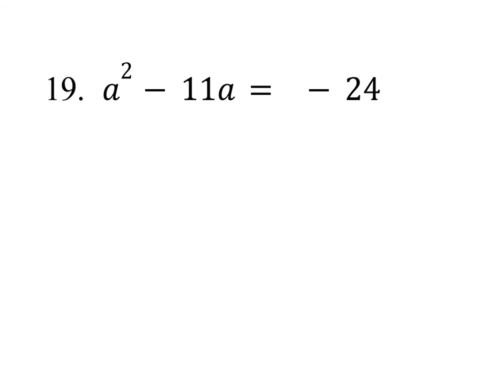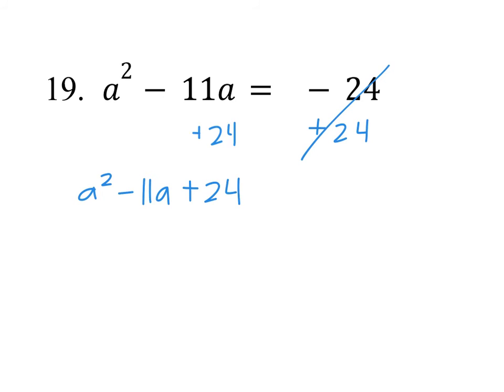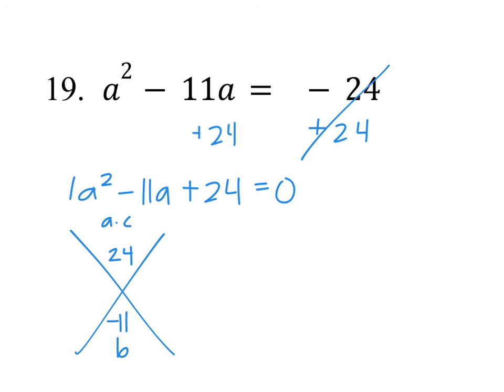All right, 19 is not equal to 0, which means I need to get it equal to 0 before I do anything else, so I'm going to add 24 to both sides. So I've got a squared minus 11a plus 24 equals 0. Since my a value is 1, I can create a product sum where a times c goes on top and b goes on bottom. So what multiplies to give me 24 and adds to give me negative 11? That'd be negative 8 and negative 3. So my two factors that are going to go in there with those a's are negative 8 and negative 3.